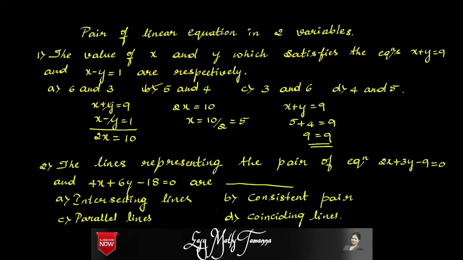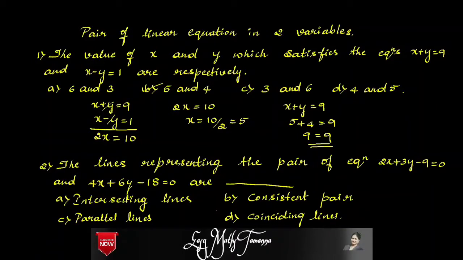Now the second problem: the lines representing the pair of equations 2x plus 3y minus 9 is equal to 0 and 4x plus 6y minus 18 is equal to 0 are. In the previous video, you learned about intersecting lines, parallel lines, coincident lines, and consistent and inconsistent systems. Here you know the ratios: a1 divided by a2, b1 divided by b2, and c1 divided by c2. If a1 by a2 is not equal to b1 by b2, it is said to be intersecting lines.